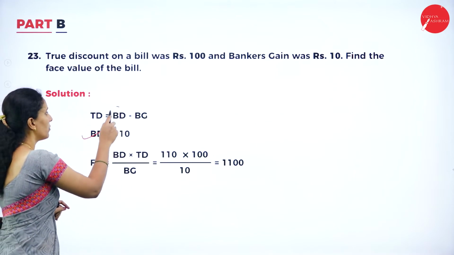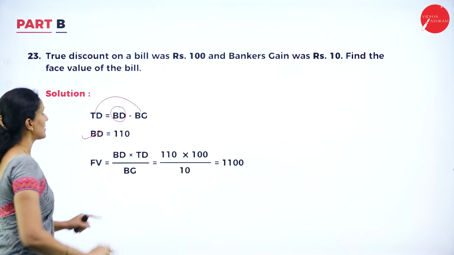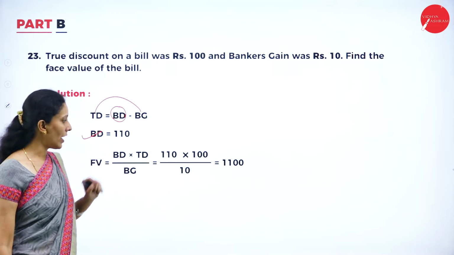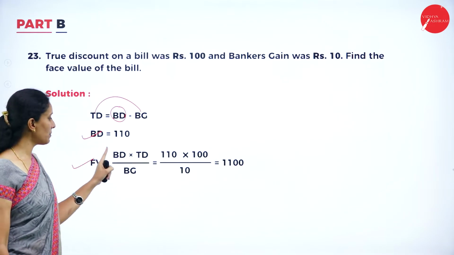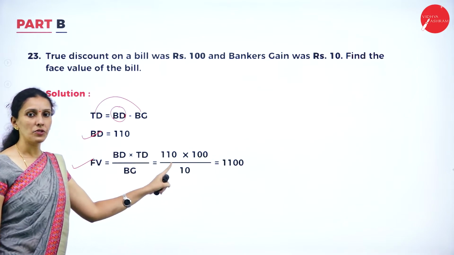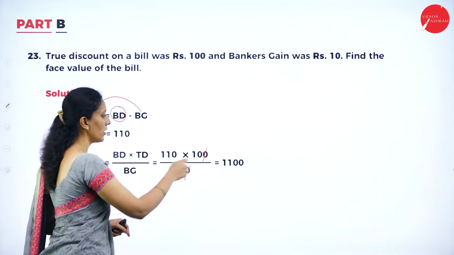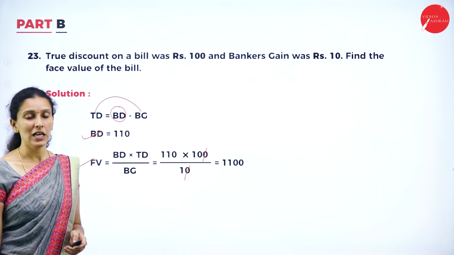So, to get the banker's discount, we need to add this, that is 100 plus 10, 110. We need to find out the face value. The formula for face value is BD into TD by BG. Substitute the values, cancel the terms, and you will get ₹1,100.